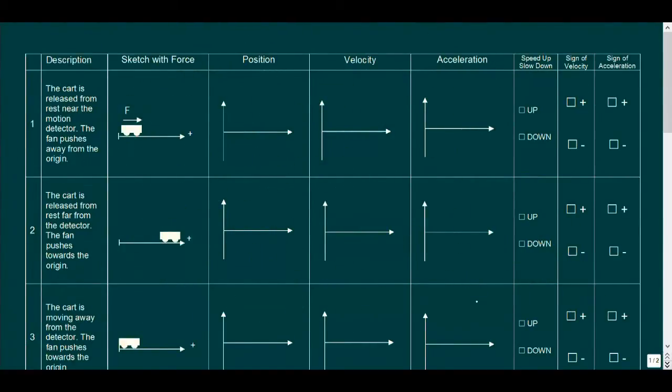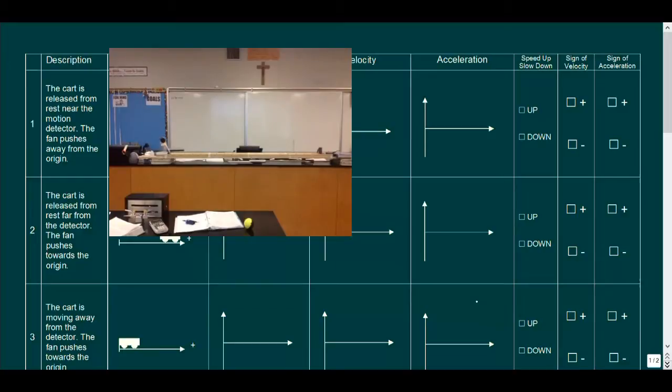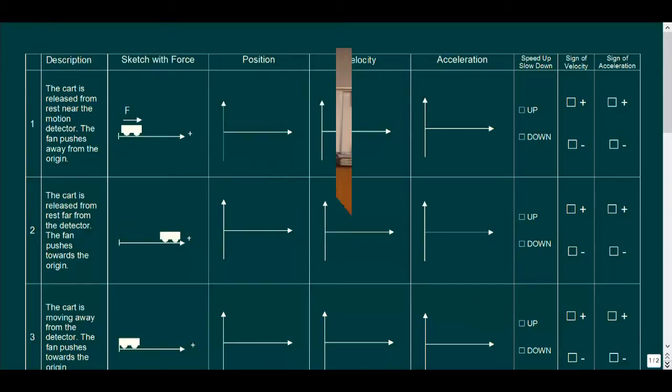If you don't have this worksheet and want to get one, you can follow the link in the video description below to download and print your own copy. Now this video will work best if you pause it each time you see the cart's motion and predict what you expect all the motion graphs to look like when we run the demo. So there's the first one, and pause.